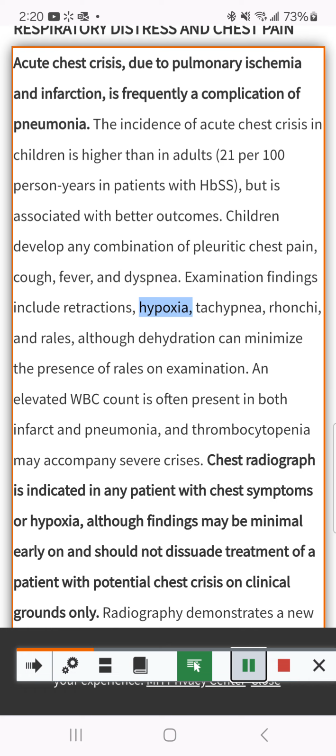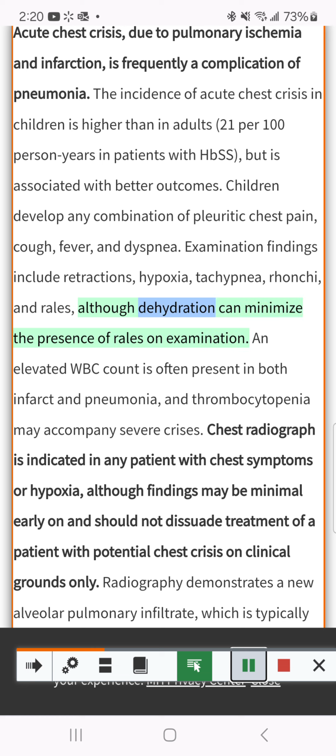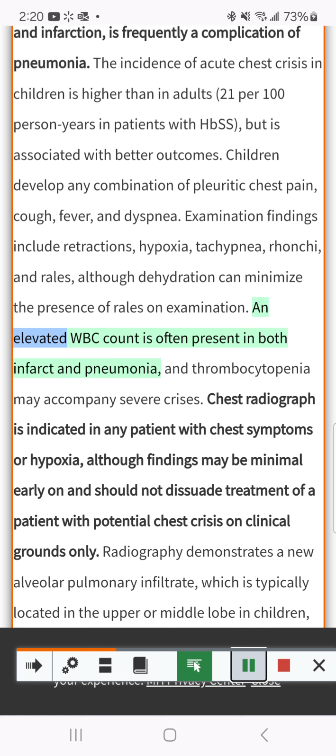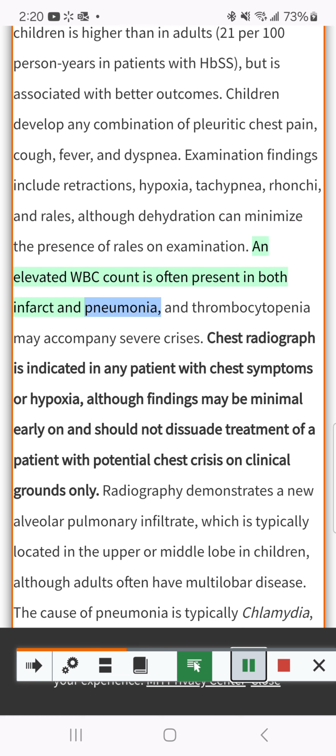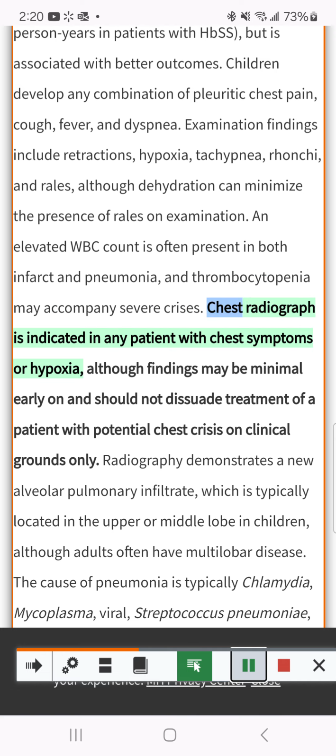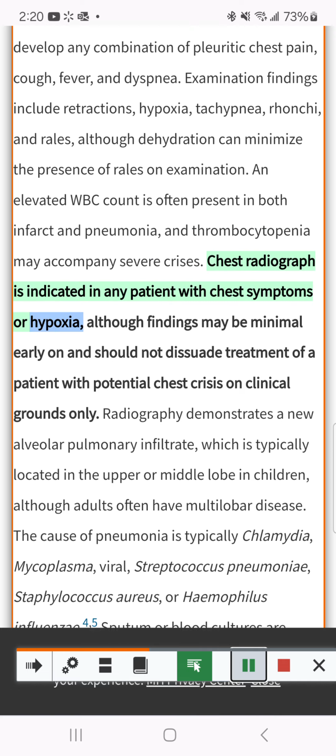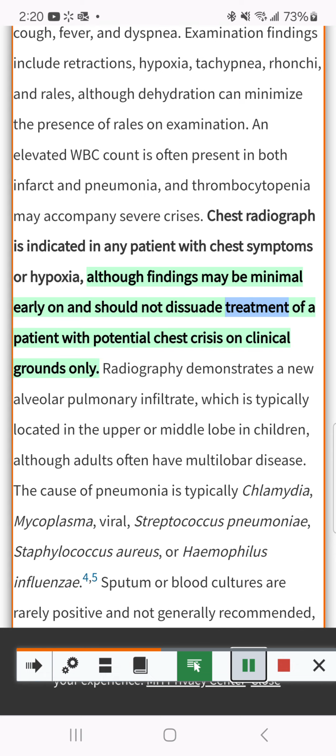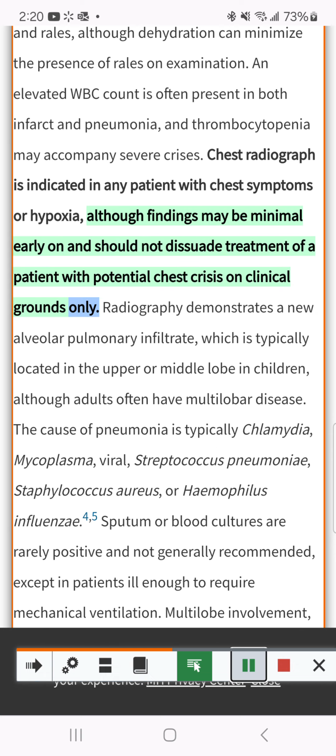Examination findings include retractions, hypoxia, tachypnea, rhonchi, and rales, although dehydration can minimize the presence of rales on examination. An elevated WBC count is often present in both infarct and pneumonia, and thrombocytopenia may accompany severe crises. Chest radiograph is indicated in any patient with chest symptoms or hypoxia, although findings may be minimal early on and should not dissuade treatment of a patient with potential chest crisis on clinical grounds only.